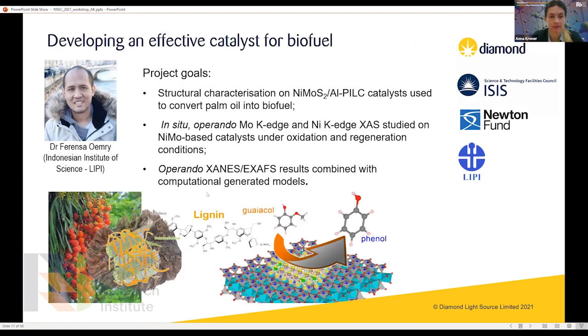So that was quite an interesting approach, and the group at LIPI developed a catalyst based on nickel molybdenum on bentonite, which could allow this conversion of the bio-oil into the biofuel. And they were really interested in studying the molybdenum K-edge and nickel K-edge, so studying what's happening with the speciation of these elements in the catalyst during oxidation and also during the activation conditions. So X-ray absorption spectroscopy seemed like the best technique to study the chemical speciation.